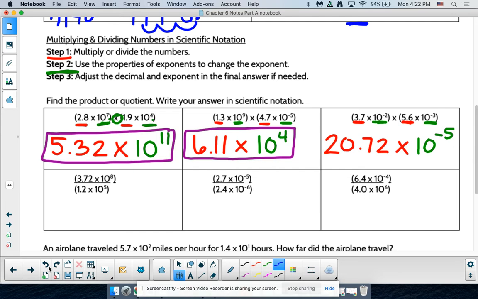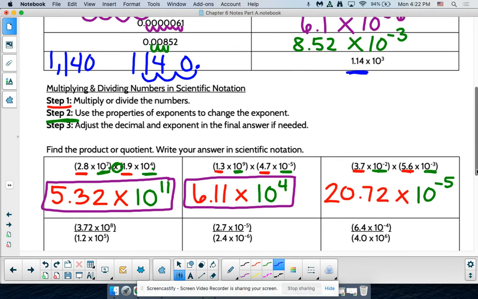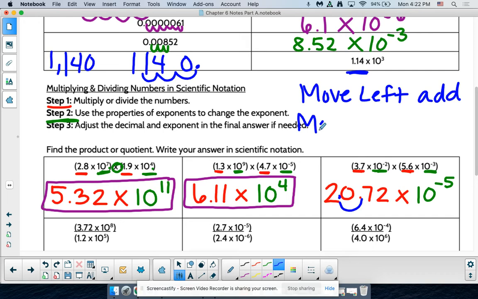So in this space up here, will you please add this so you have it in your notes? Do you guys see how I have to move it to the left one? So if you move left, we add however many spaces you need. If you move right, we subtract. Star this, this is huge, and it's for examples like this one, okay?